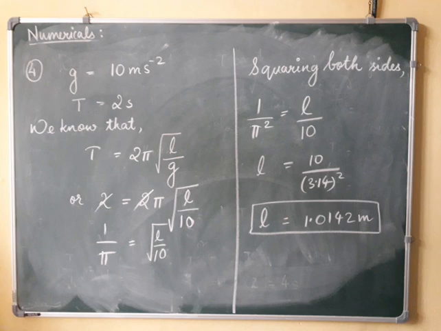Then this pi, which is attached to the root, will go to the left hand side, so it will become 1 by pi, and on the other side it will be L by 10. 10 is the g value. Okay, so when you square both sides, the square root will go, so 1 by pi square equals L by 10, so L will be equal to 10 by pi square. Pi is 3.14, so 3.14 whole square. When you square it and divide, you will get the value of L equal to 1.0142 meter. Clear?